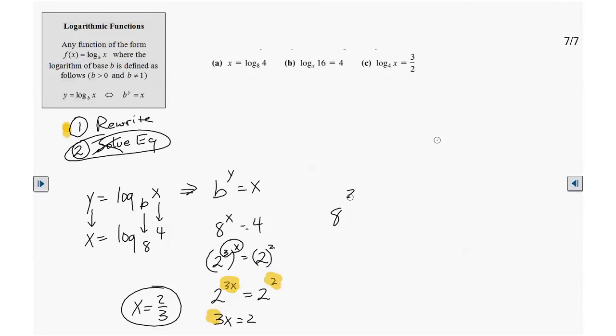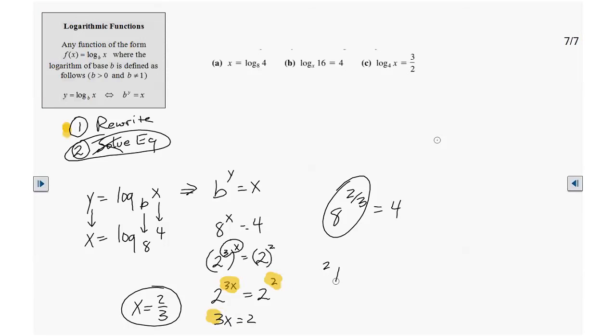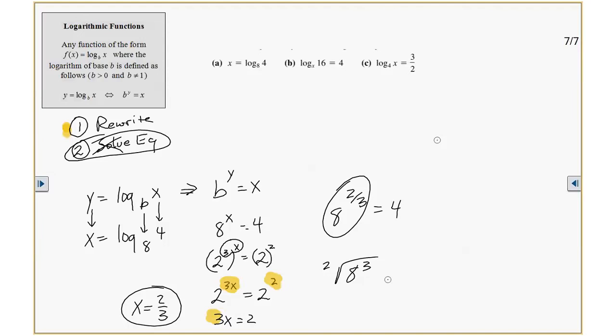8 to the 2/3 is equal to 4. Now somebody take the calculator and raise 8 to the 2/3 power and see what you get. Well, exponent over index, that's the square root of 8 to the 3rd power. Well, what's the square root of 8? You can't take the square root of 8. Well, what's 8 to the 3rd power? So it'll be 800. So that's equal to 4.